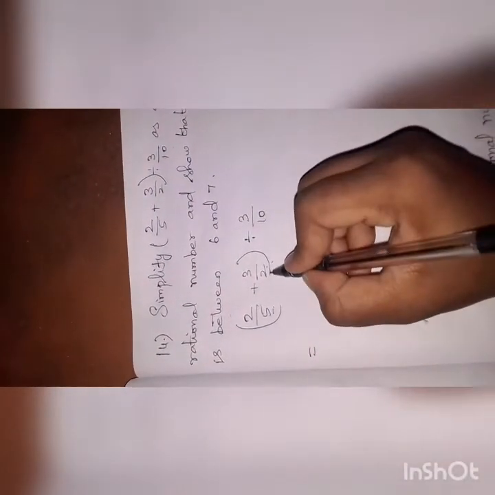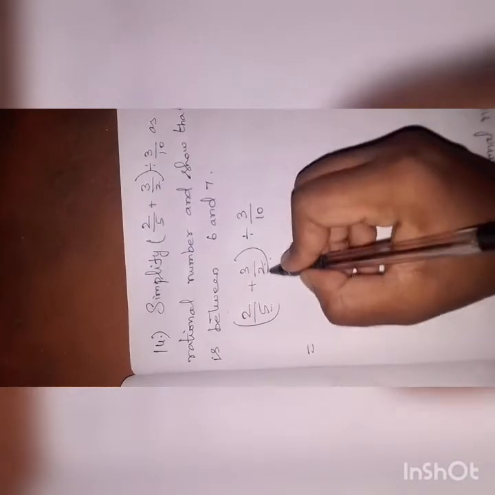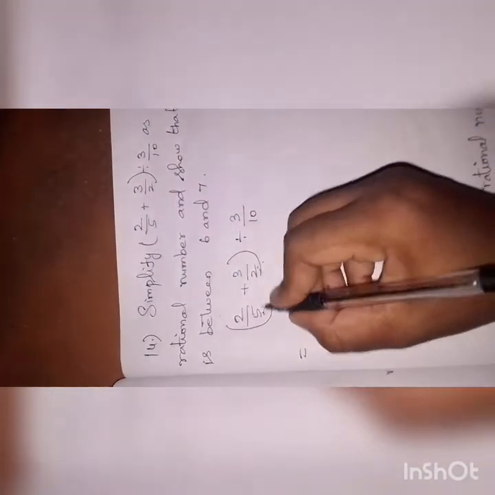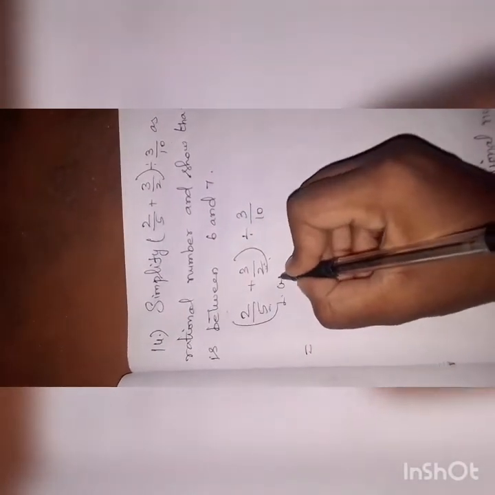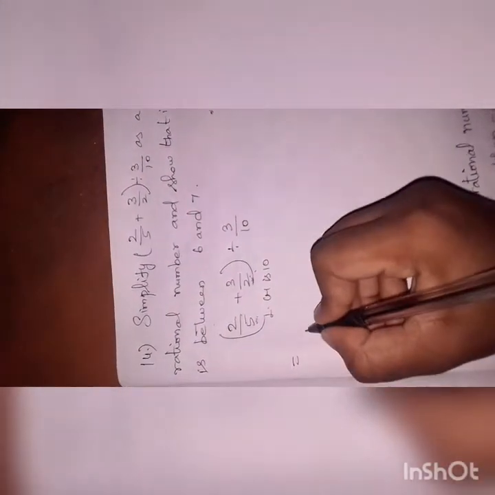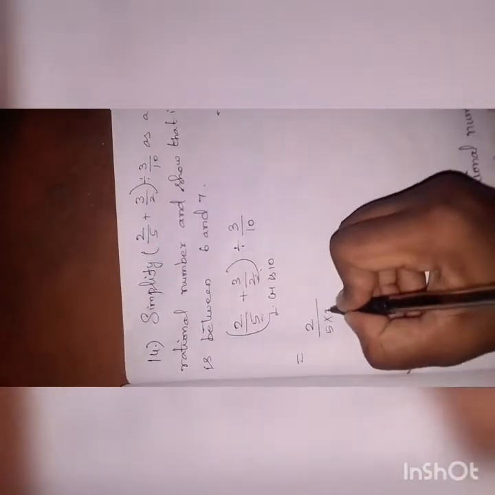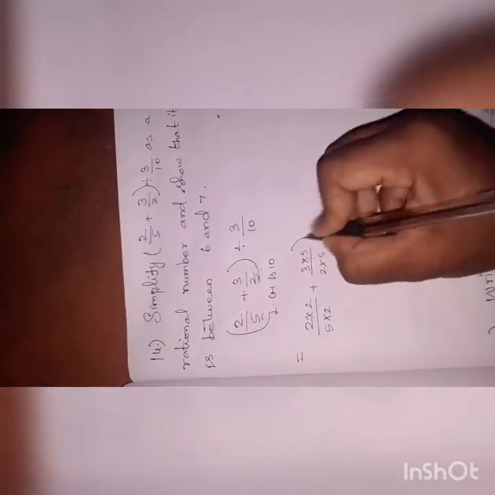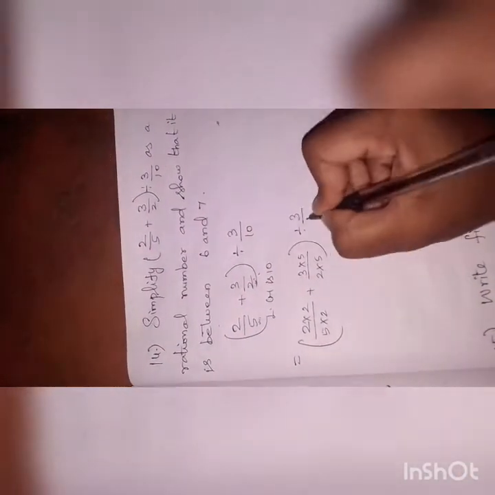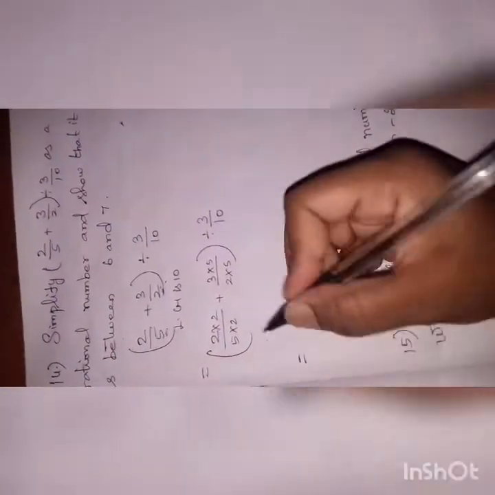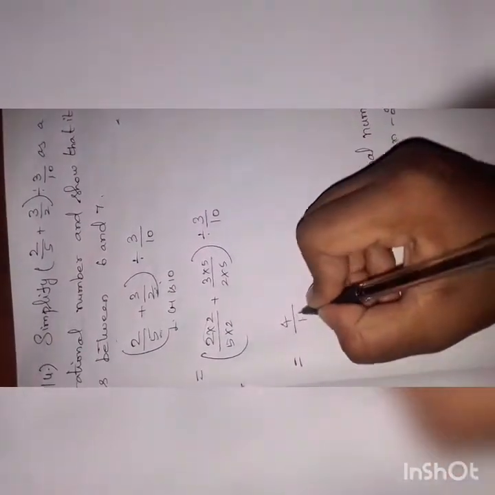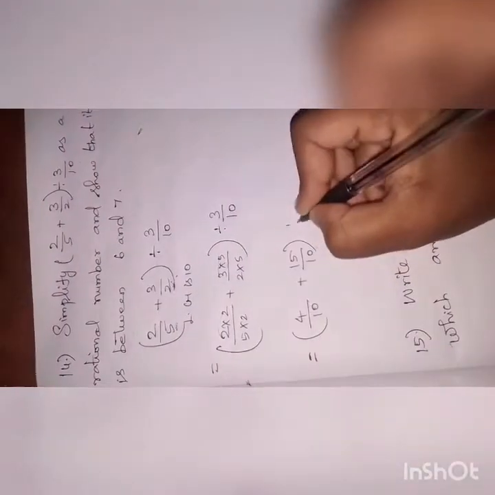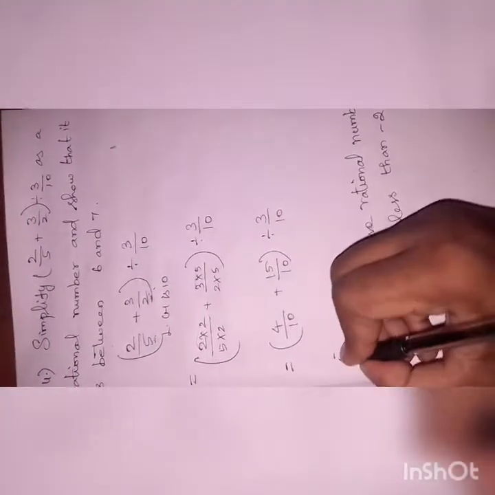So your denominators differ. If I want to bring the denominator the same, what shall I do? We want to take the LCM. What is the LCM of 5 and 2? LCM is 10. So 2 by 5, 2 twos are, plus 3 divided by, 2 fives are. This divided by 3 by 10 is as such. Now multiply: 2 twos are 4 by 10 plus 3 fives are 15 by 10, divided by 3 by 10.